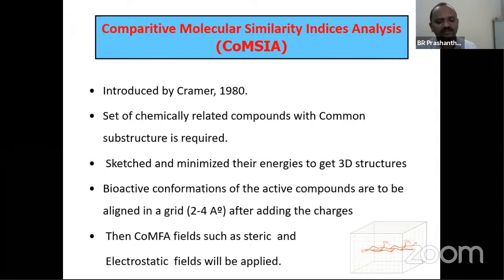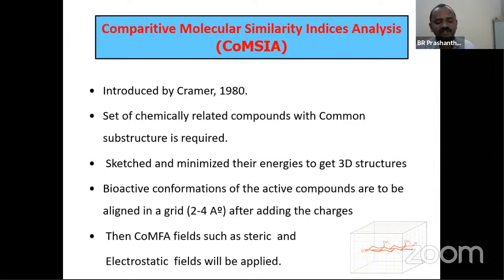Then we have to align these molecules. This is an important step: they have to be aligned in the grid. A grid is nothing but a cube, and in that cube the molecules are aligned. Suppose you are sitting in a room, and we assume the molecules are placed in that room, with an x-axis and a y-axis with respect to the experimental activities and the predicted activities. The CoMFA fields now need to be applied to these molecules in the grid.